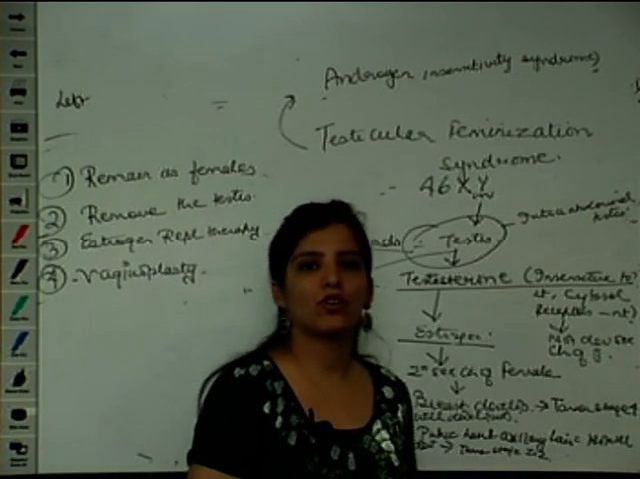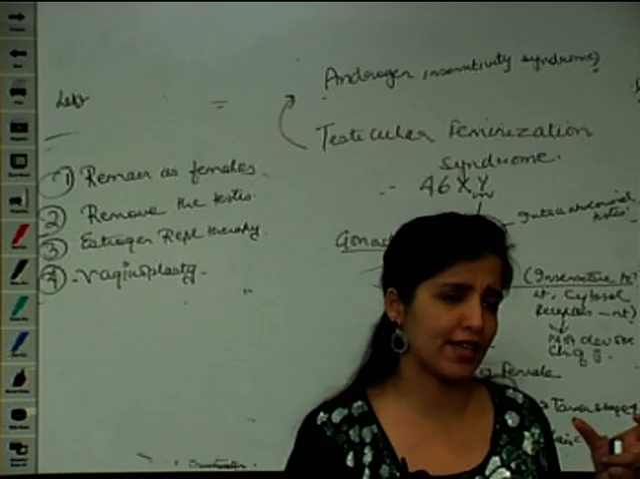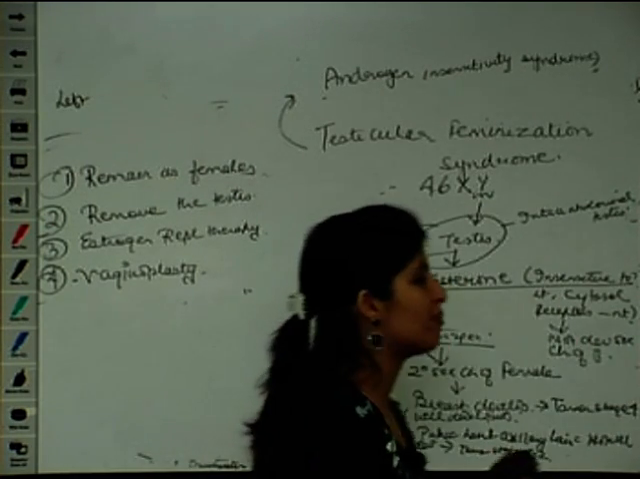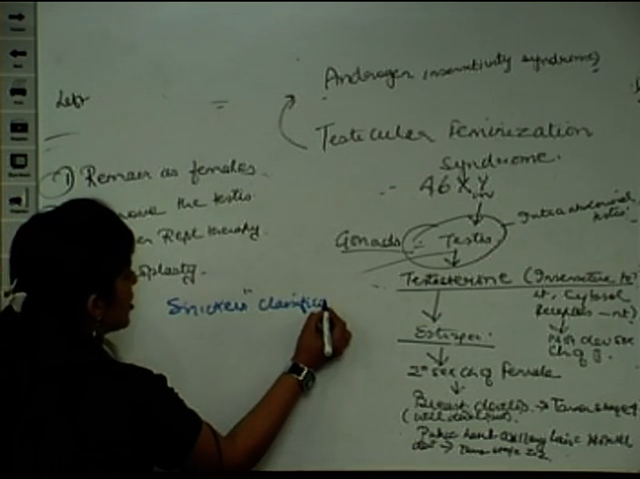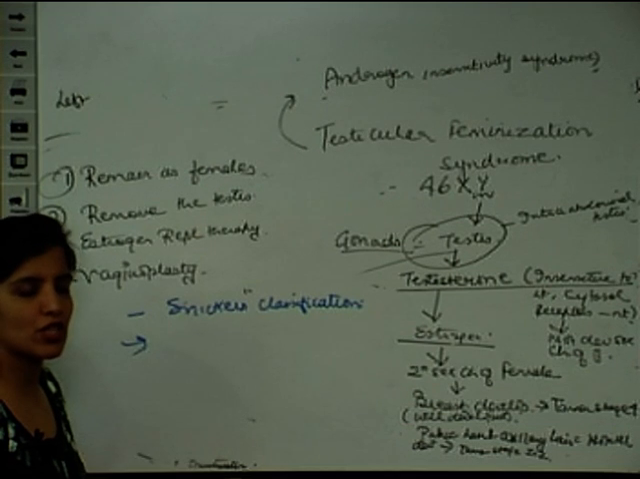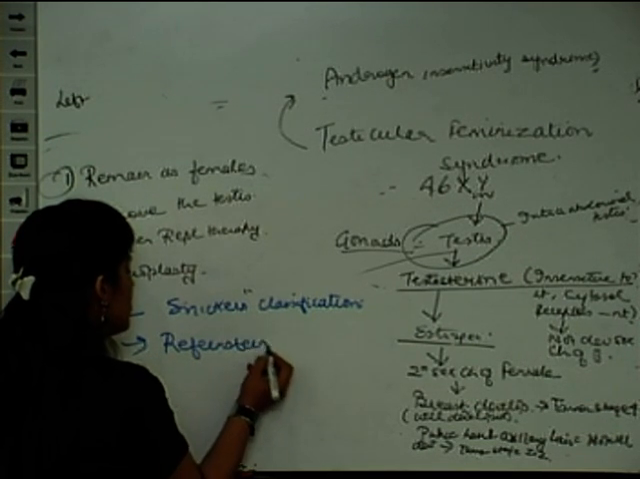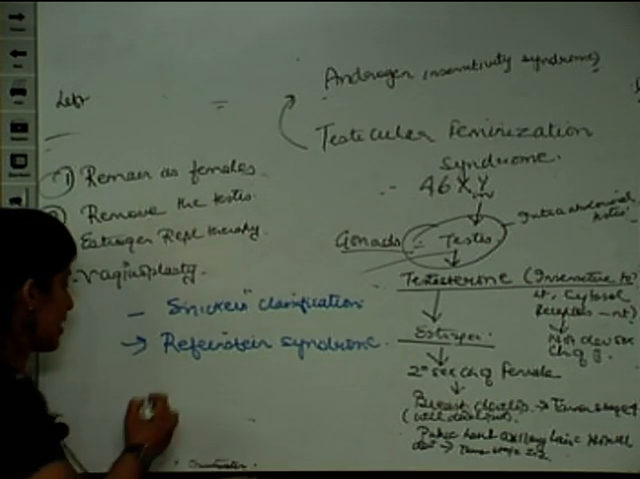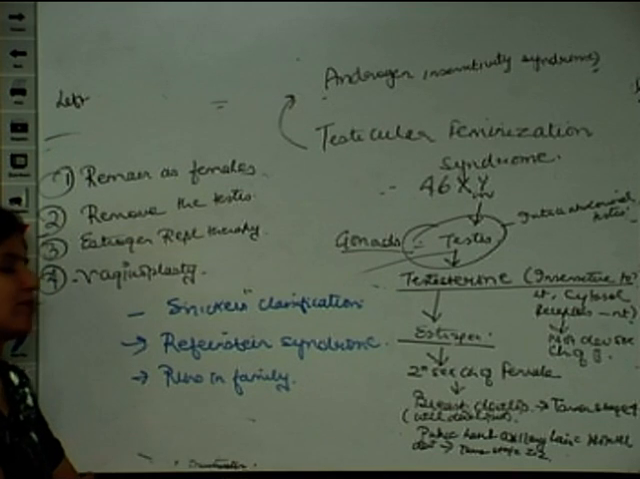Coming to some other important questions on testicular feminization syndrome. These days a number of named classifications are being asked, which classification was given by whom. The classification for androgen insensitivity syndrome was given by Sneaker. There is Sneaker's classification for testicular feminization syndrome. That is one question. Second question is, incomplete testicular feminization syndrome or androgen insensitivity syndrome is called Reifenstein syndrome. Then testicular feminization syndrome runs in family. These are all probable questions which can be asked.